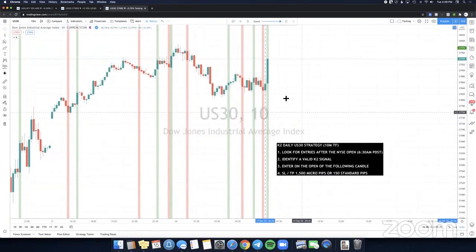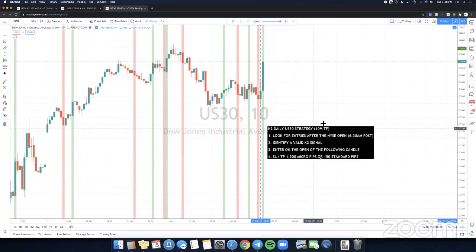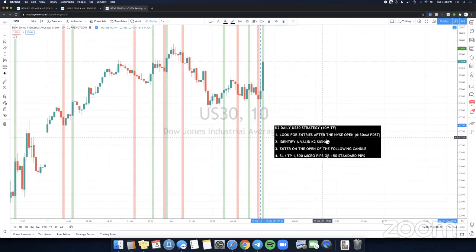So like I mentioned before, when it's green and green, that's a valid buy. It's red and red, it's a valid sell. So right here, we got this buy signal. So first requirement, look for entries after the New York Stock Exchange open at 6:30 a.m. So right here is 6:30 a.m., right? After this, we look for the first valid K2 signal, which is right here. And then we enter on the open of the following candle. So we enter a buy position right here.